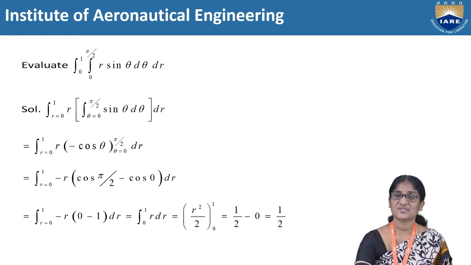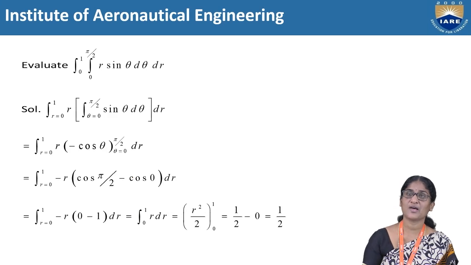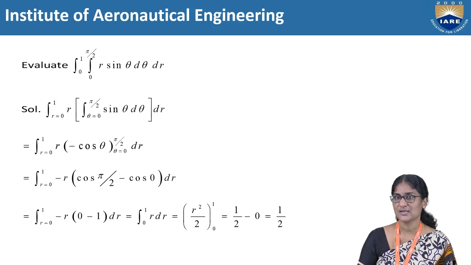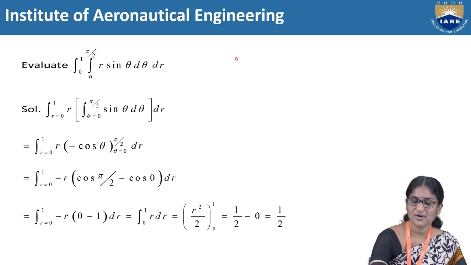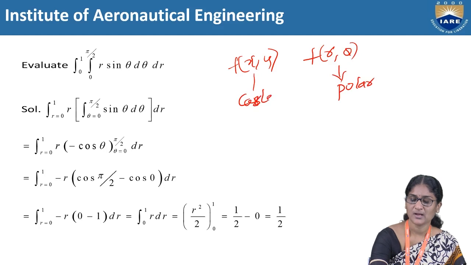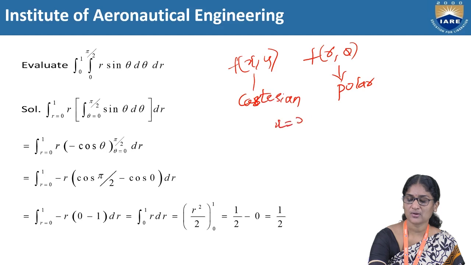This is how it is done. Now, sometimes the question arises in the polar form also, because till now whatever examples I have taken are in Cartesian form. In the Cartesian form, f of x comma y is a Cartesian form. If the given question is in terms of r comma theta, it is in polar form. So the double integral will also be there in the polar form. Let us take one example with the polar form, where x is equal to r cos theta and y is equal to r sin theta.